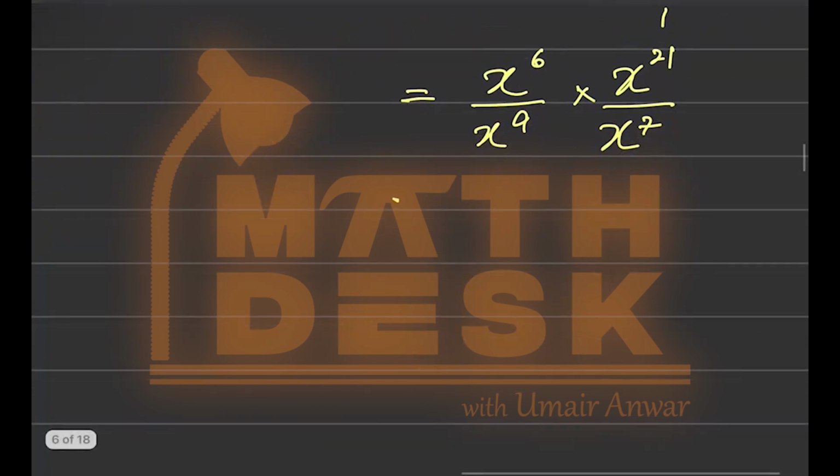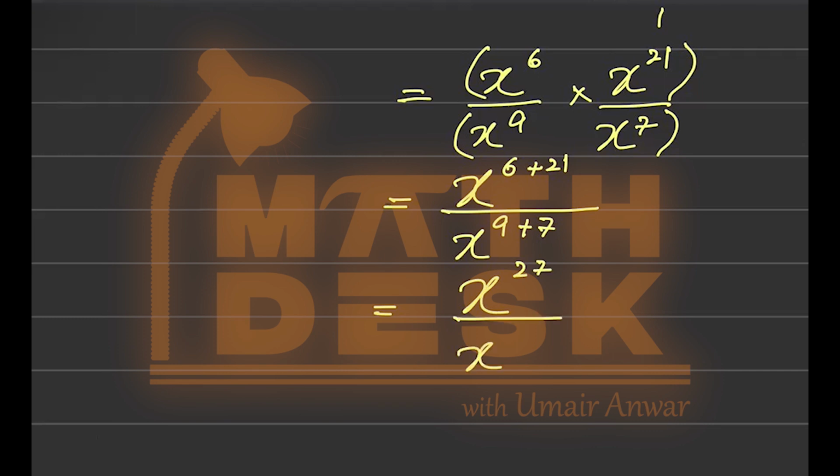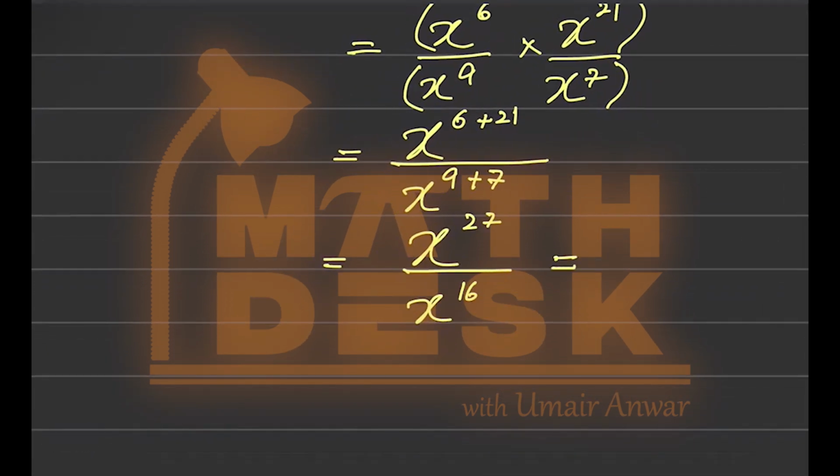All the bases are the same. So the two bases which are being multiplied, their powers would be added to each other in the numerator. Similarly, the powers would be added in the denominator. So 9 plus 7. So it would become x raised to 27 divided by x raised to 16. Now again, we have the same bases, and they are being divided. So I'm writing a single base x, with the power of the numerator minus the index of the denominator. So finally, we get x raised to 11 as the answer of this part.